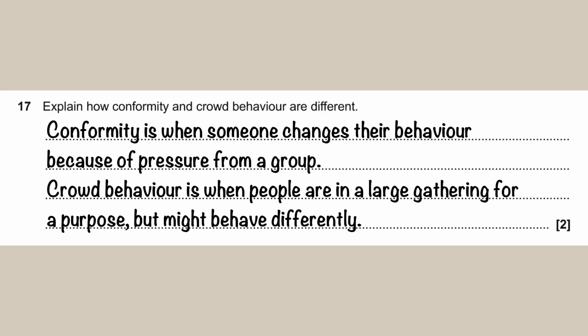To make it really simple, conformity is where you fall under the pressure of some people around you for whatever reason, whereas crowd behavior is you've gone into a large gathering of people. For example, you've gone to a shopping center and you're all there for different reasons, but maybe your behavior might change, it might stay the same, but regardless, it's your behavior when in a large crowd, a large situation. Conformity is simply where you change your behavior because of real or perceived pressure. So that would be my answer for number 17.